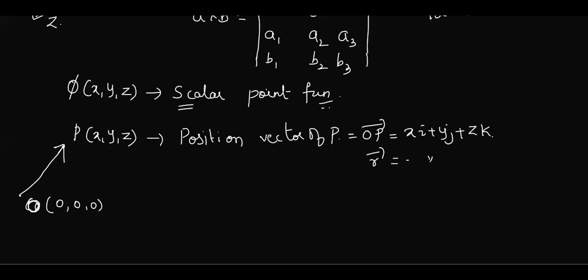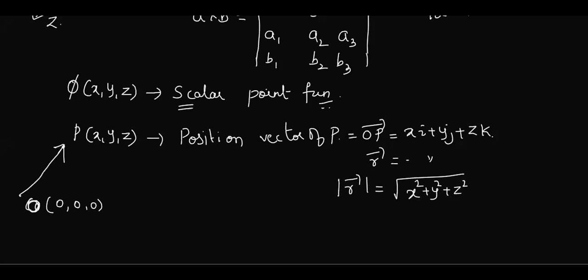Now, vector means, as you said, it has both magnitude and direction. Can you tell me what is the magnitude of this R, or magnitude of OP? Square root of x square plus y square plus z square. So what we have to do is take the ijk coefficients, square them, add them, and keep it under the root. It gives you the magnitude. And can you tell me what is the direction? From O to P.